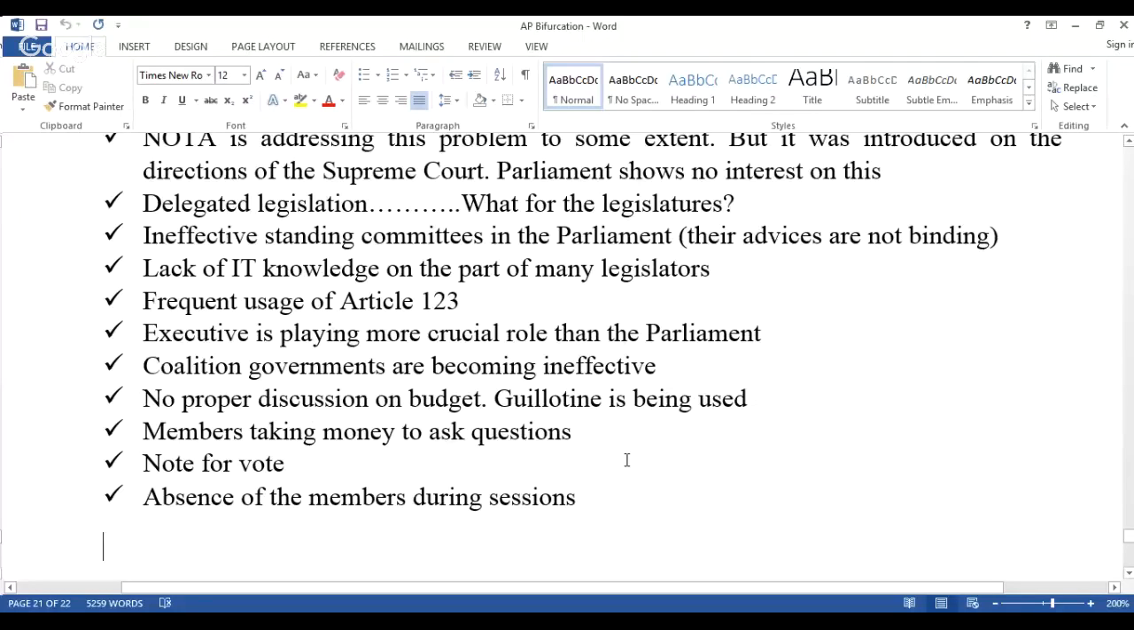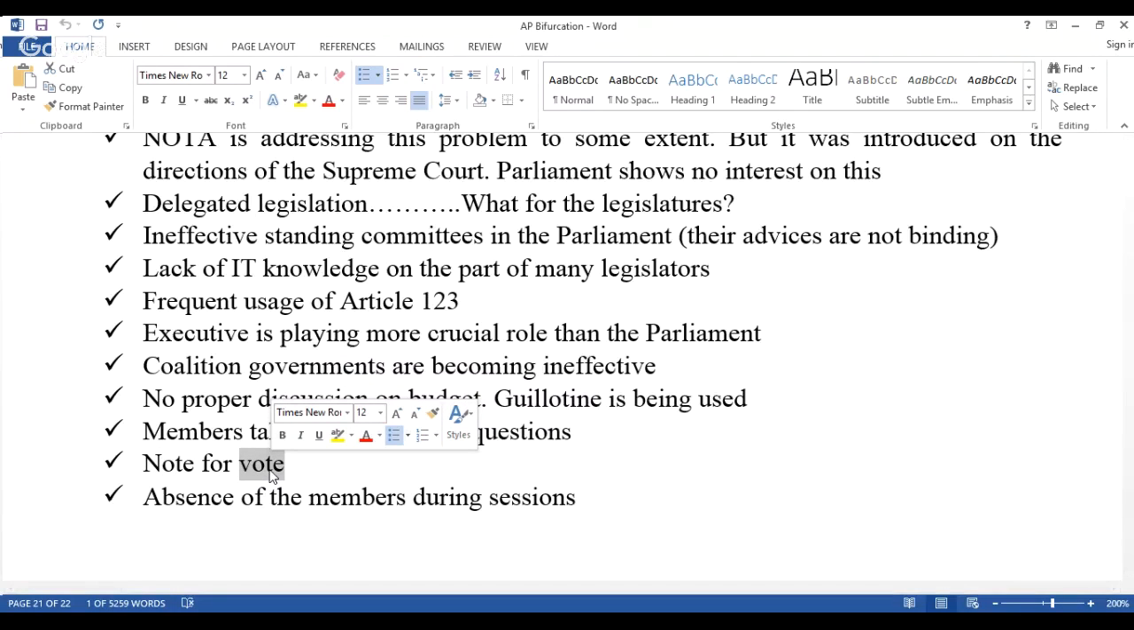So no proper discussion on the budget. Guillotine is being used. Members are taking money to ask questions. Shame on their part. They are shaming the democracy. Note for vote. You might have heard about this one. For voting in favor, you are giving the note. That is called a note for vote.